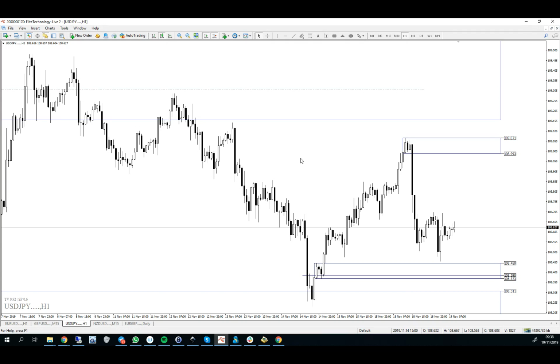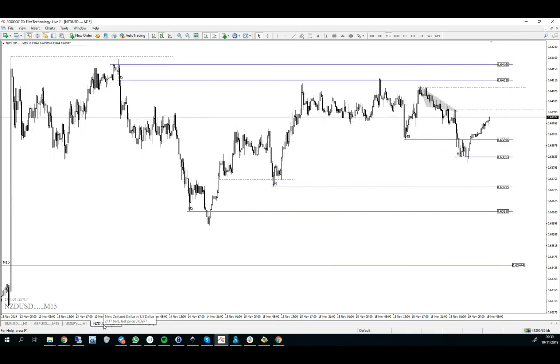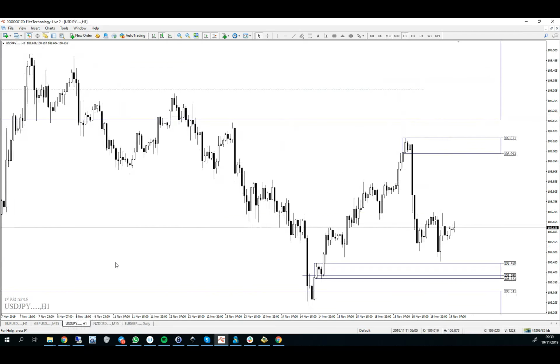Our 30 minutes had passed. So these are some intraday levels and the main bias for the US dollar and for the Japanese yen. Sorry, for the Kiwi and for the Japanese.